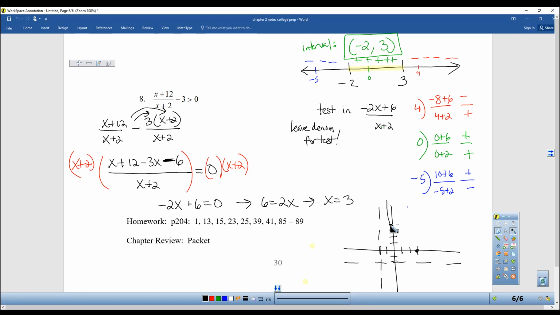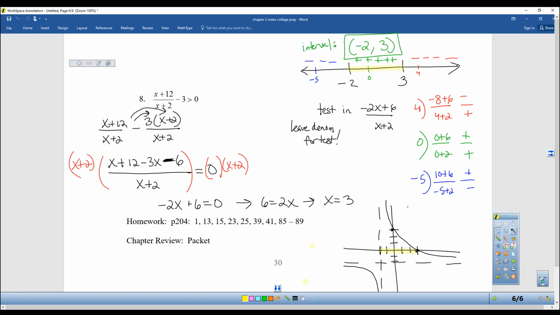So it comes down, it goes like that. Oops, missed it. Comes down, goes like that. I could test a point, but it looks like that, which means it is negative for sure everywhere before -2, and then it's positive, positive, positive, but once it gets to 3, then it's negative again. So this is the only section where it's positive. Everything else is below the x-axis. So another great way to do it.